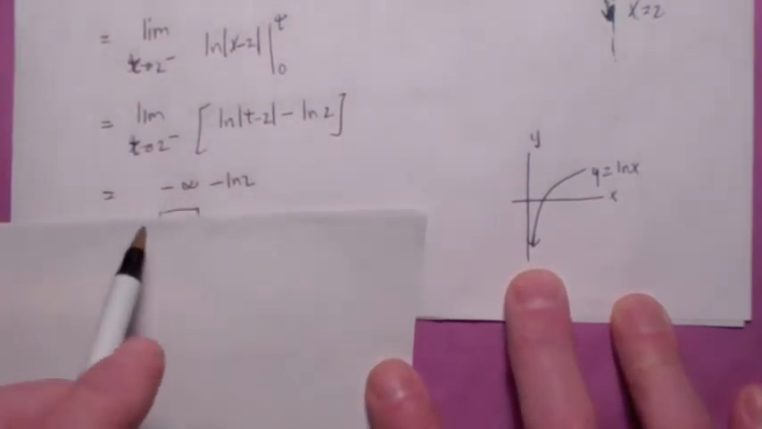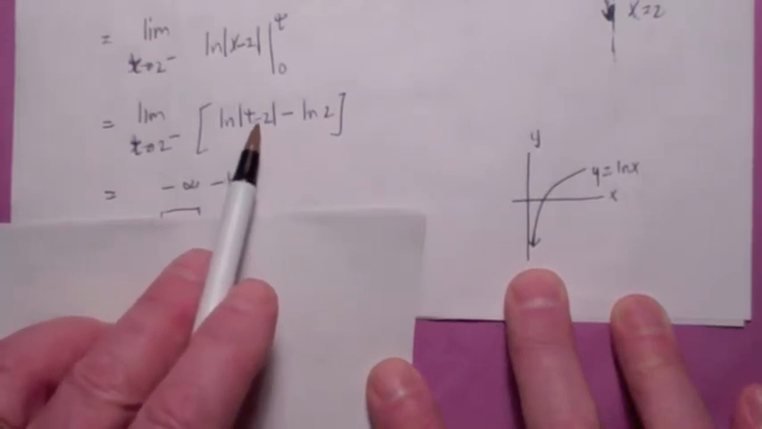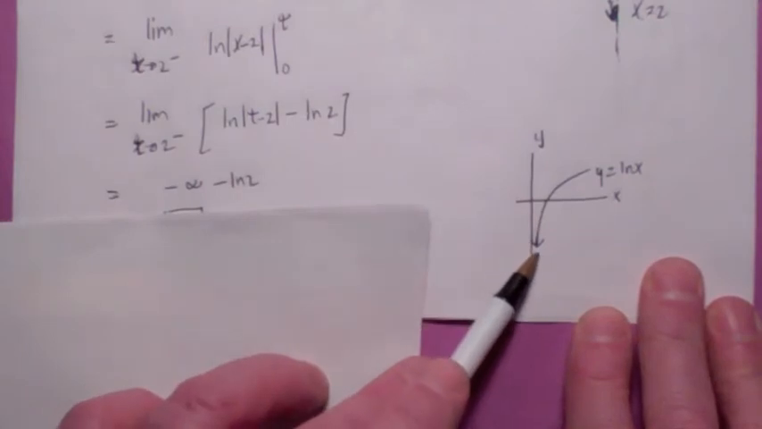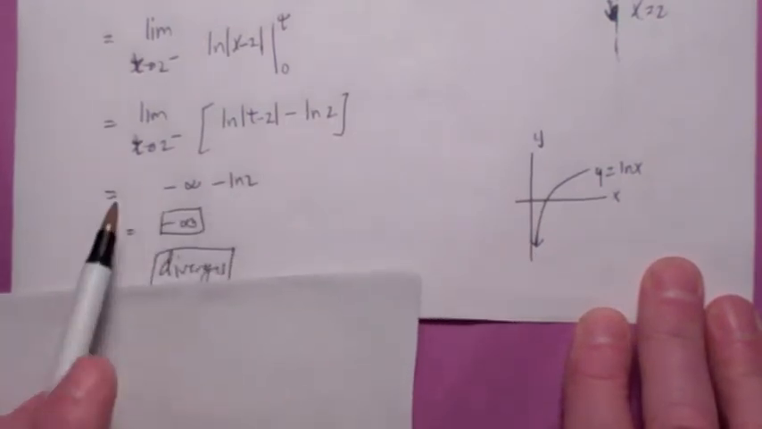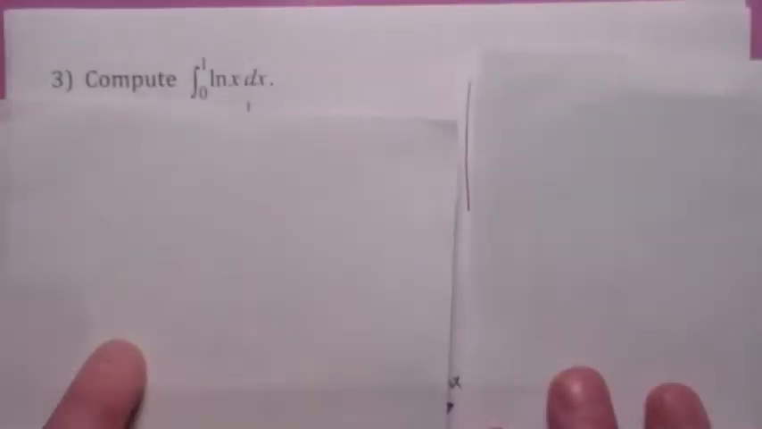Anyway, this thing inside the absolute value, inside the natural log, is getting close to 0. So what happens to the natural log as what you give it gets close to 0? It goes to negative infinity. So this is a case where you get a divergent improper integral.